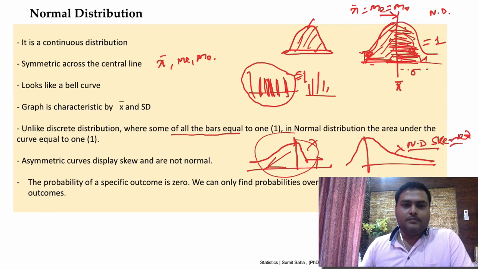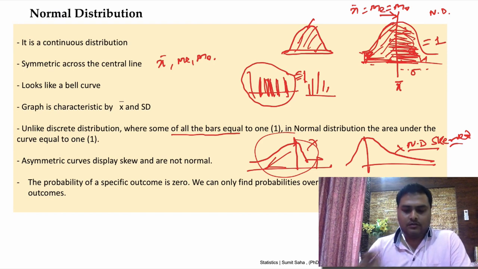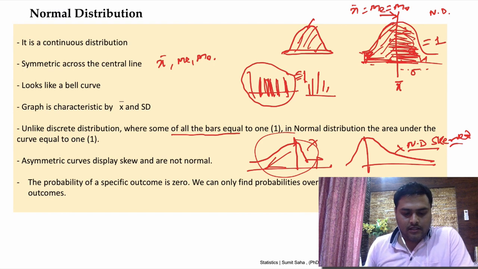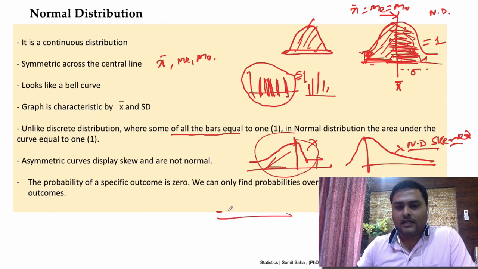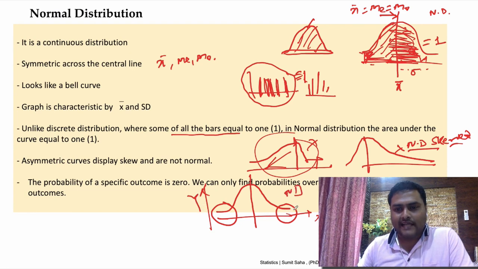The probability of a specific outcome is 0 in this case, and we can only find probabilities over a specific interval or a range of the outcomes. Now in this case, one thing we need to remember is that this curve is an asymptotic curve. The moment I say asymptotic curve, that means it will not touch the x-axis. It will never touch the x-axis. This is the x-axis and this is the y-axis. So this normal distribution curve is nothing but asymptotic.